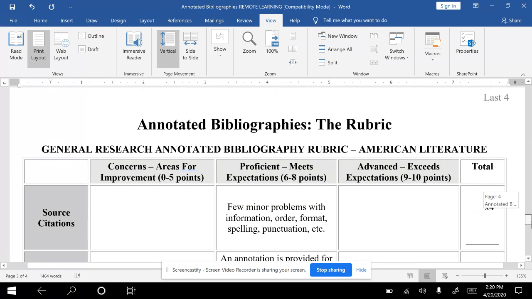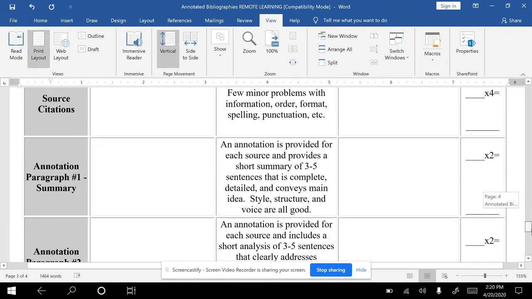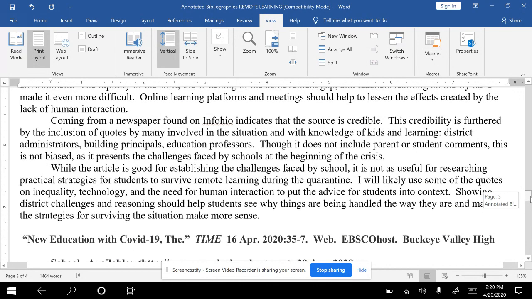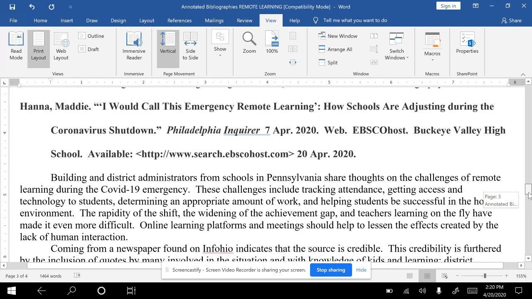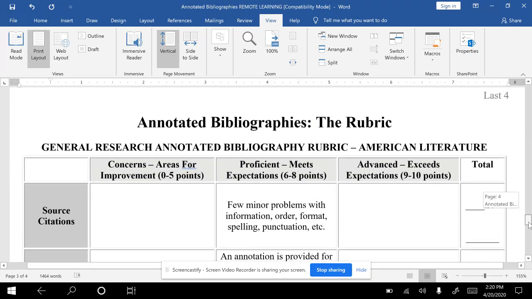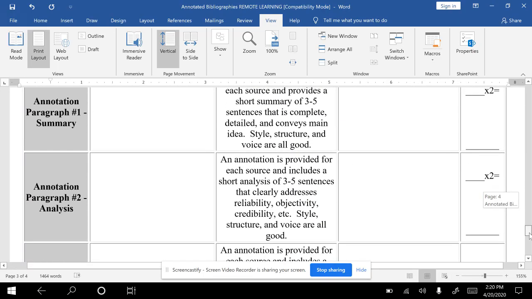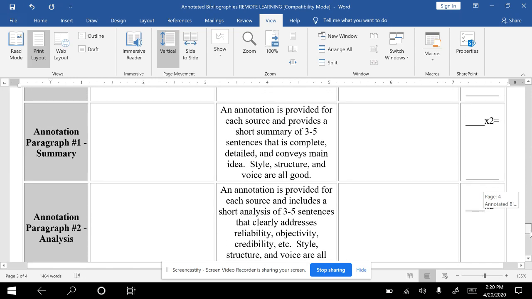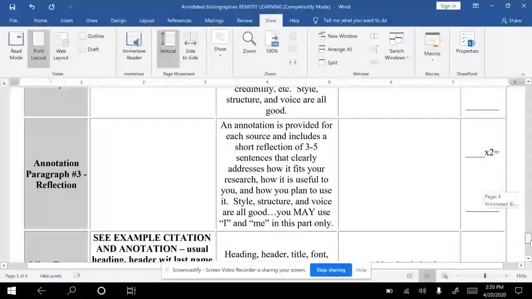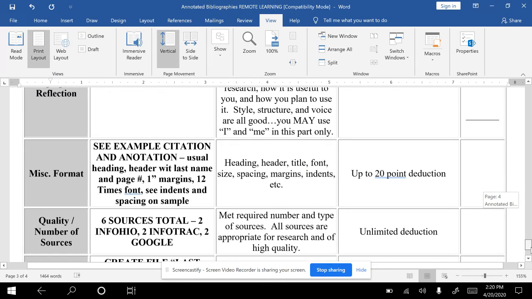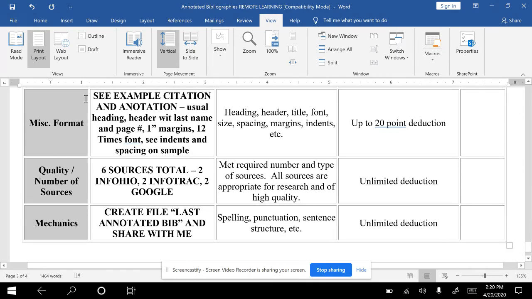Fourth page, this will be the rubric. This is how I'm going to grade you. 40% of it is your source citations, right up here: author, title, all those things, periods, commas, colons, semicolons, whatever you need in there. That's 40%. The 60% comes from the other three parts. 20% on your paragraph on summaries, 20% paragraph on analysis, 20% paragraph on reflection. And then I put deductions down here and some ideas. I just typed these in for you.